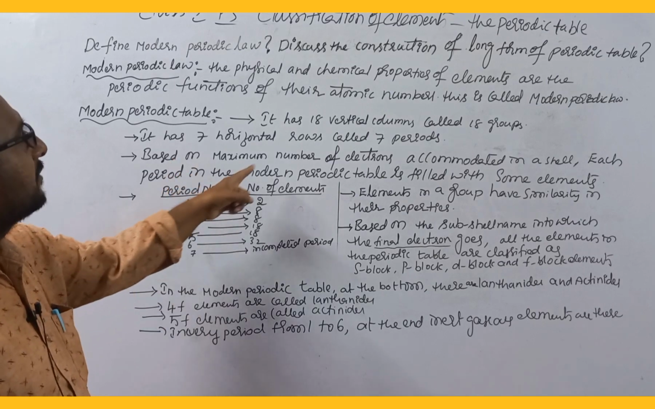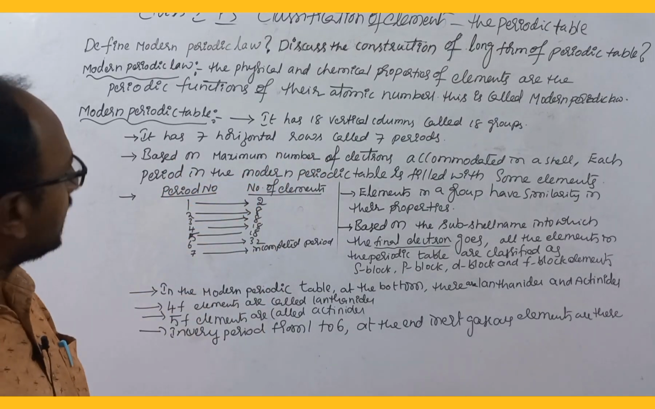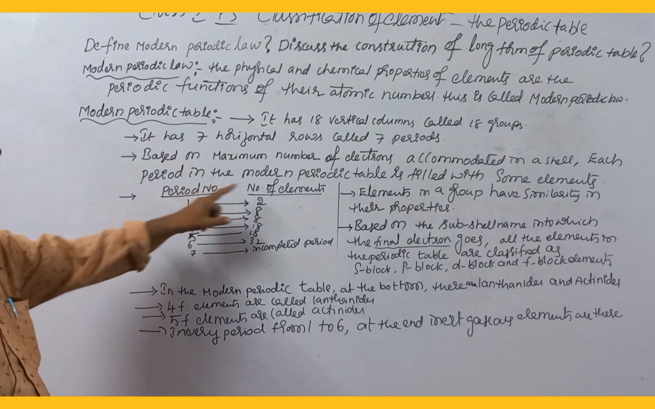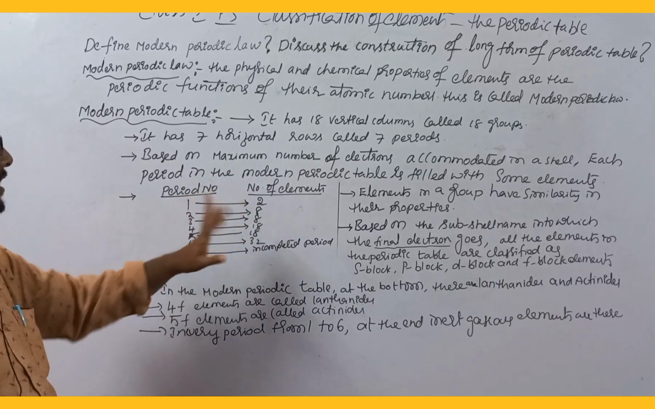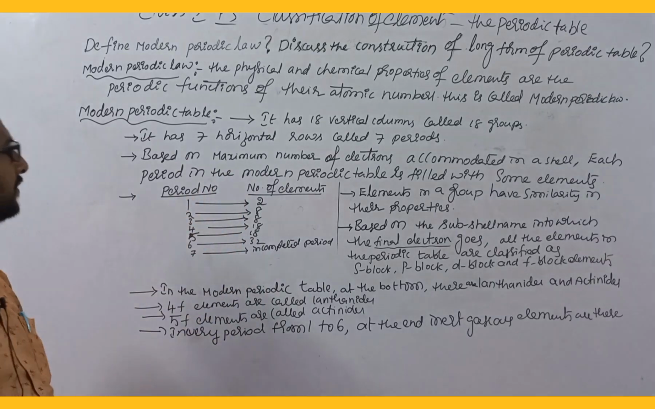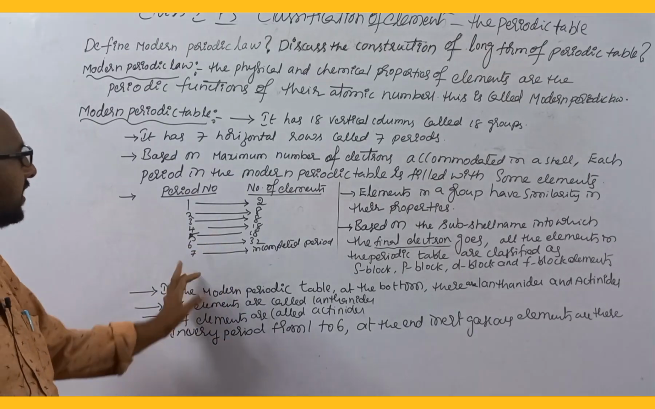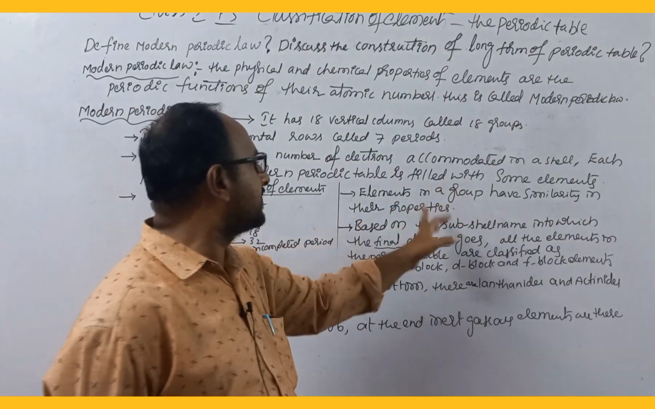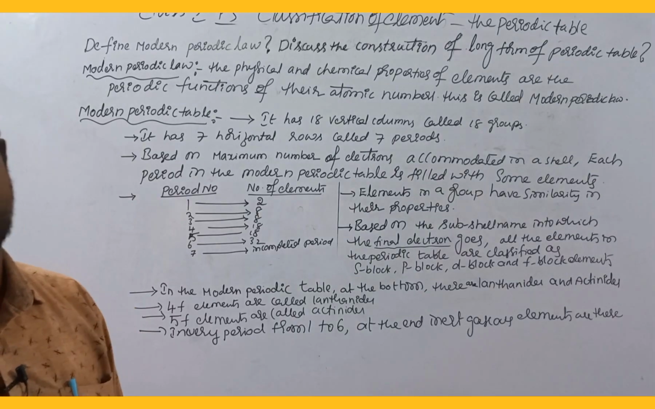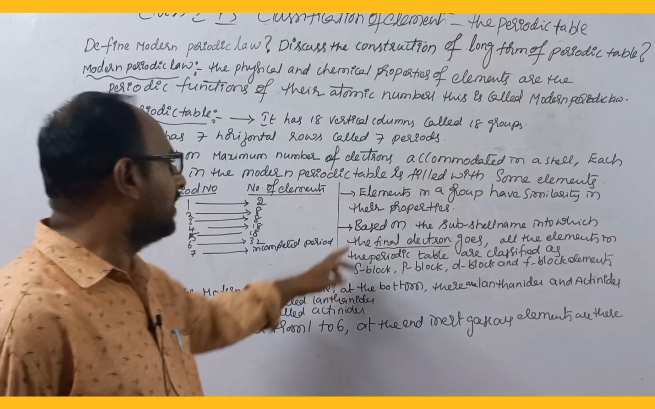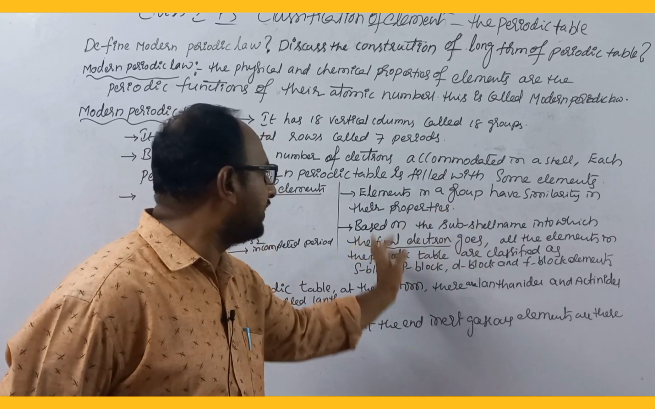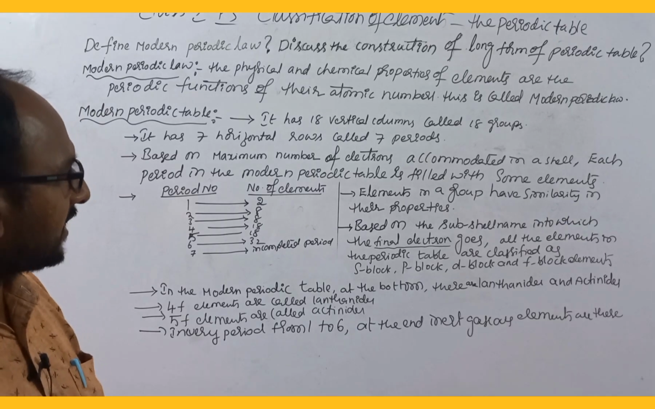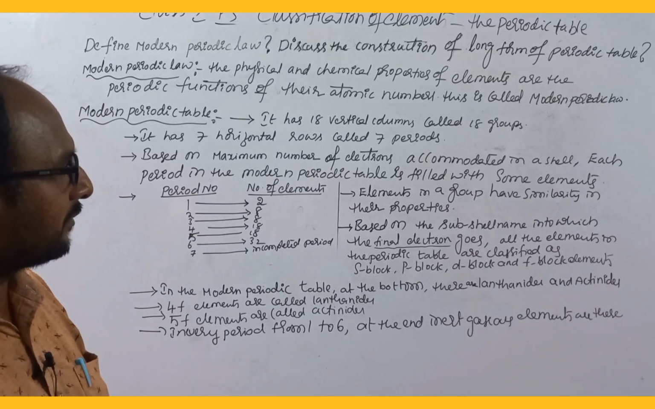Based on the maximum number of electrons accommodated in a shell, each period in the modern periodic table is filled with some elements. First period 2 elements, second period 8 elements, third period 8 elements, fourth 18, fifth 18, sixth period 32, seventh period is an incomplete period. Elements in a group have similarity in their properties because their valencies are the same, the number of valence electrons is the same. Based on the subshell name into which the final electron goes, all the elements in the modern periodic table are classified as S block, P block, D block and F block elements.